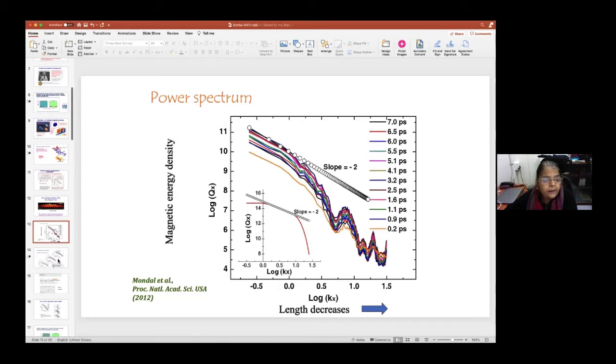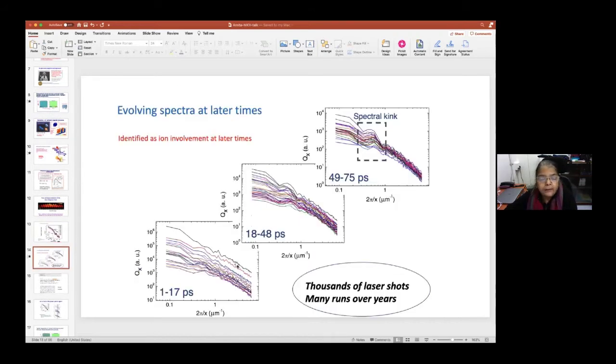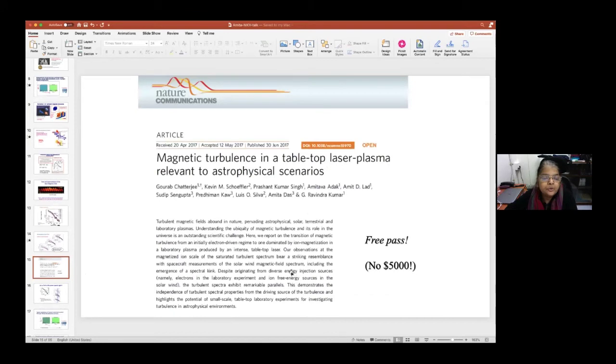Then later on, they did experiments for longer duration, and they saw the spectra evolve. There's a definite kink that appears at later values, and these have been averaged over thousands of laser shots and many runs over the years. We were able to identify that this kink appears at later times, when the ions also get involved in the dynamics. Here there were only EMHD effects, but later on the ions come in. The time at which this kink appears and the location at which it appears testify to the ion involvement in the dynamics, and that was studied and pointed out by us, and published in 2017.